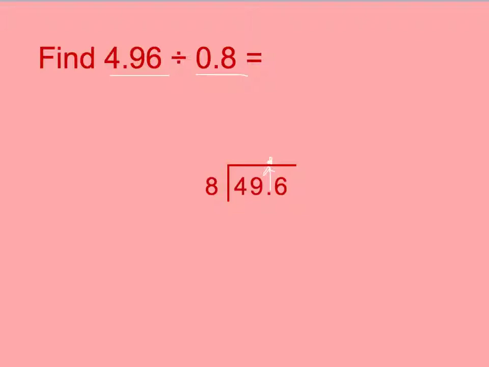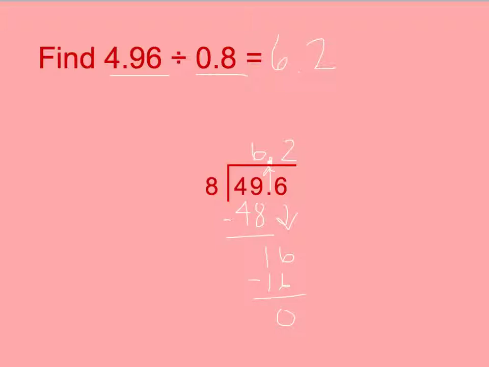8 cannot go into 4 at all, so I'm going to look at how many times it can go into 49, and we just talked about that on the last slide. It can go in 6 times, and when you multiply 8 times 6, you get 48. When you subtract these two numbers, you get 1. Then we bring our 6 down, which gives us 16. 8 goes into 16 2 times. When I multiply those two numbers, I get 16, and when I subtract, I get 0. Fortunately, this one divided out evenly, and we didn't have to continue dividing. So our final answer, our actual quotient, is 6 and 2 tenths.